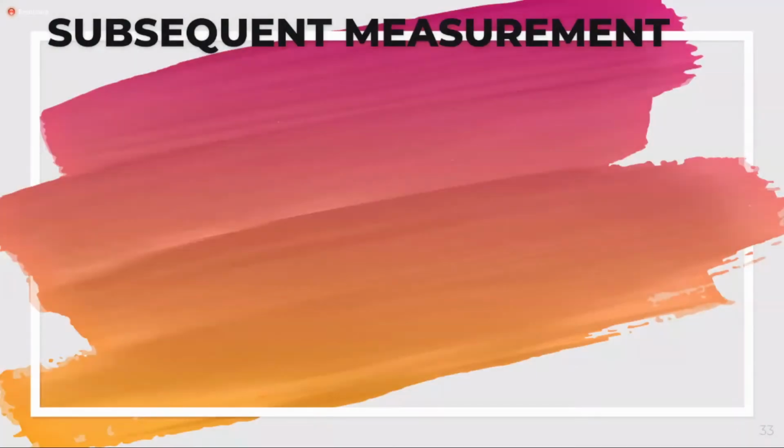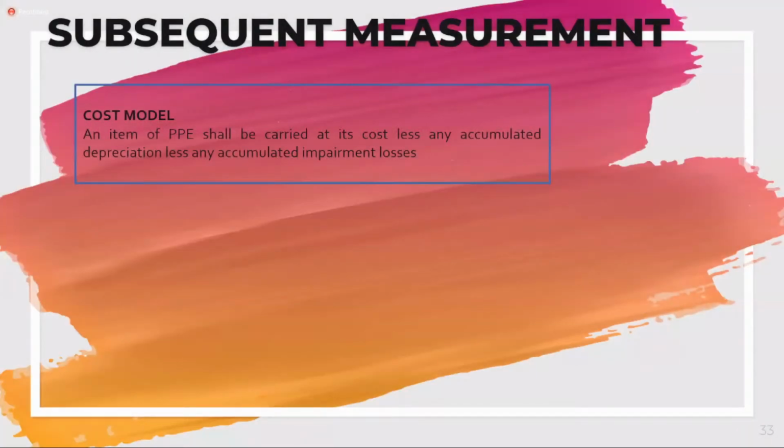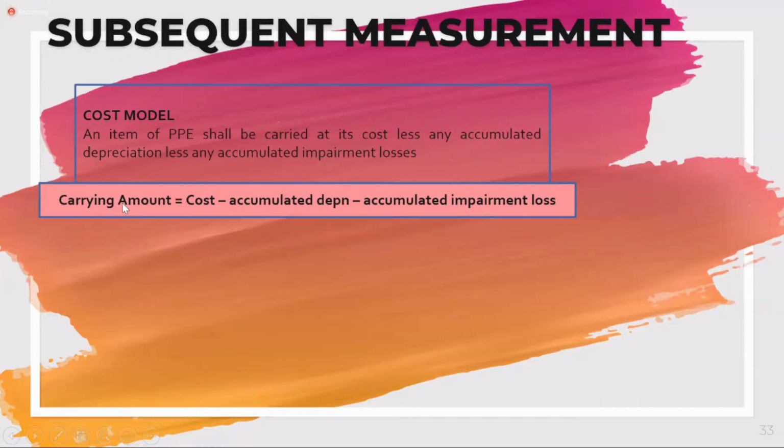Okay, and then what is the cost model? An item of PPE shall be carried at cost less any accumulated depreciation, less any accumulated impairment losses. So formulanya akan jadi macam ini for the carrying amount. So kita panggil carrying amount because it already referred, it will be the second year onwards. So cost tolak accumulated depreciation, tolak accumulated impairment losses.